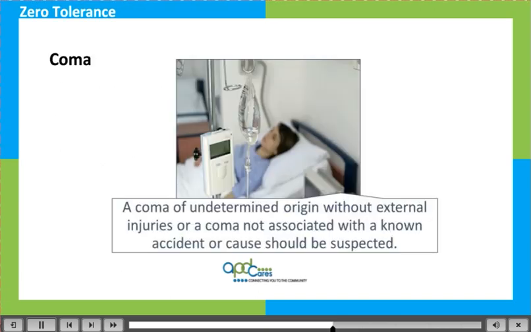Coma. Shaking and other forms of abuse can result in a coma of undetermined origin without external injuries. Comas not associated with known accidental causes or clearly identified disease processes should also be suspected. Turn to page 49 in your participant's guide.